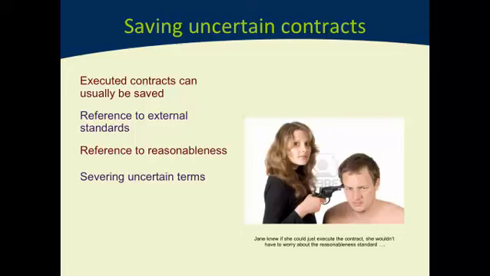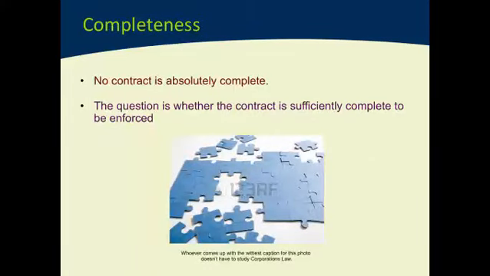If it's executed, they'll normally just treat the contract as being saved anyway. If there's an external standard that can help out, then the courts will resort to that external standard. If there's no external standard, then they might impose a standard by looking at a reasonableness standard and asking, what would a reasonable person expect under these circumstances? And finally, if none of that works, they can try and just remove the uncertain term from the contract altogether. If that can be done without fundamentally altering the obligations under the contract, then the parties can simply proceed. So that's certainty. Let's move on now and have a look at completeness.